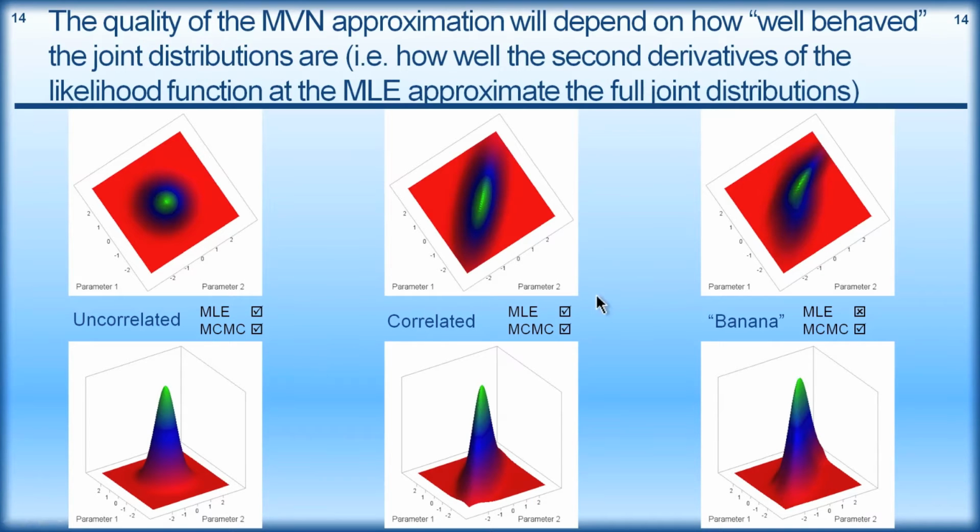In this middle plot we have a correlation between parameter 1 and parameter 2; they're positively correlated. Again, if we think about the shape of this joint distribution, maximum likelihood will look at the rate of change at the top of this likelihood to approximate this distribution, and it would do a great job, as would Markov chain Monte Carlo. But in this third example we have something that is often referred to as a banana-shaped joint distribution. Here, by going to the top of the likelihood function and trying to approximate this, maximum likelihood estimation is not going to do a great job, but Markov chain Monte Carlo would do a great job. It would be able to describe this full distribution.